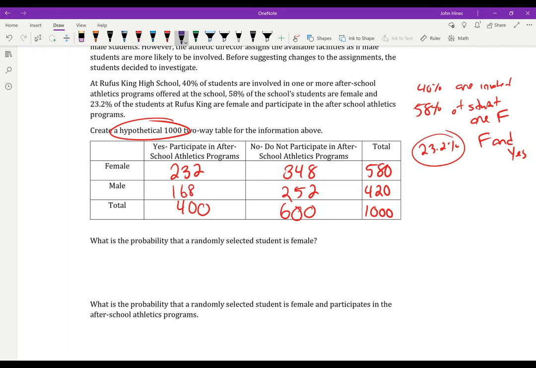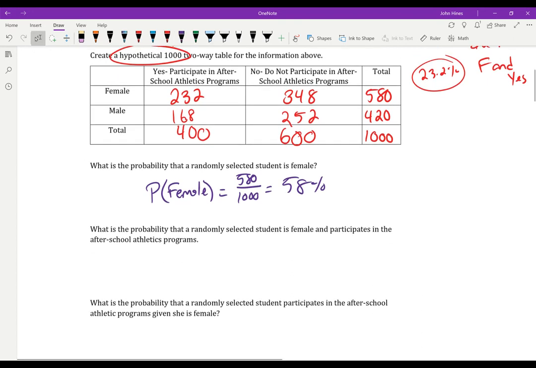So what is the probability that a randomly selected student who goes to Rufus King High School is female? It's the probability I pick a female, 580 out of 1,000, which we already knew was 58%. That's just using the two-way table.